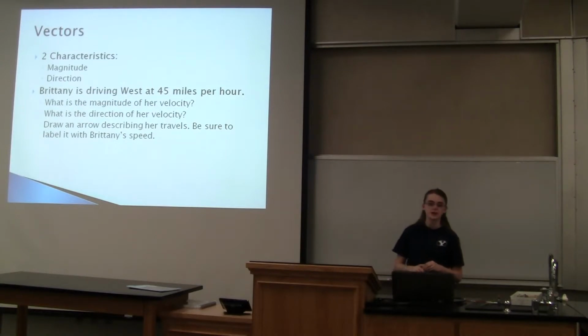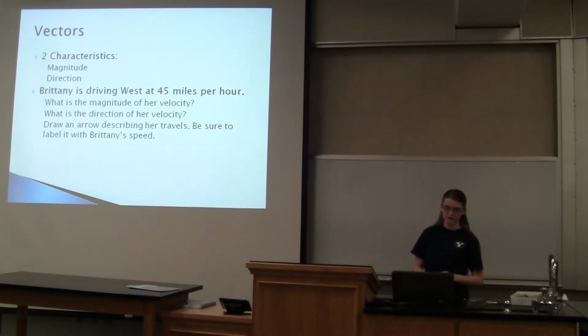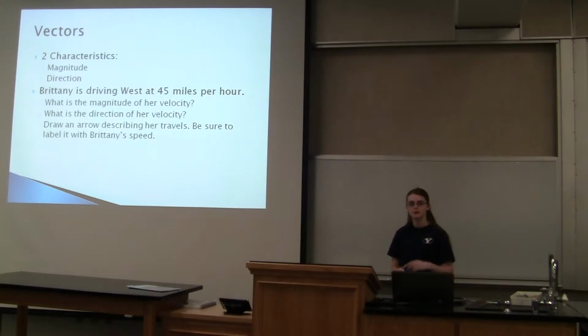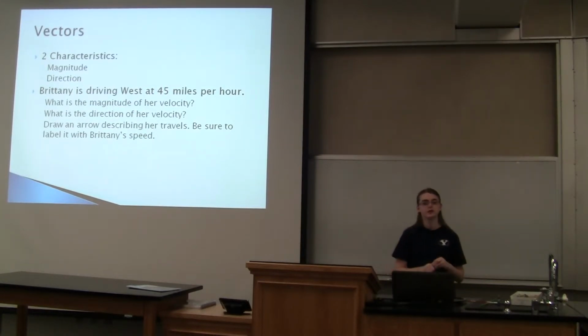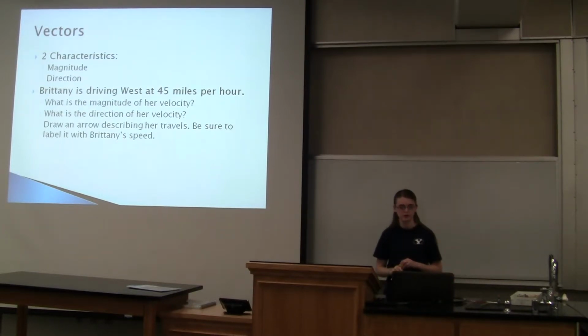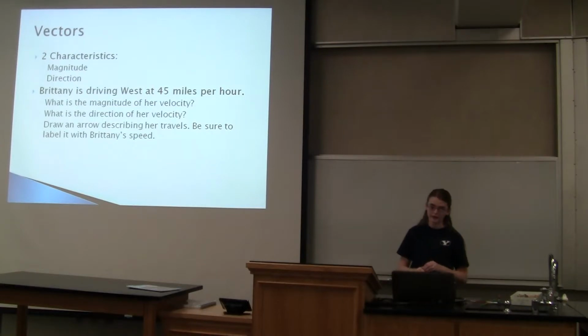All right, so what did you guys get for the magnitude of the velocity? John, what did you get? 45 miles per hour, awesome. All right, that is how fast she's going. It's what we call the speed, right? Her speed is 45 miles per hour. But what is her direction? Brandon, what did your group come up with? What is the direction for her velocity? West, exactly. So now we know that she's going 45 miles per hour and the direction is west.